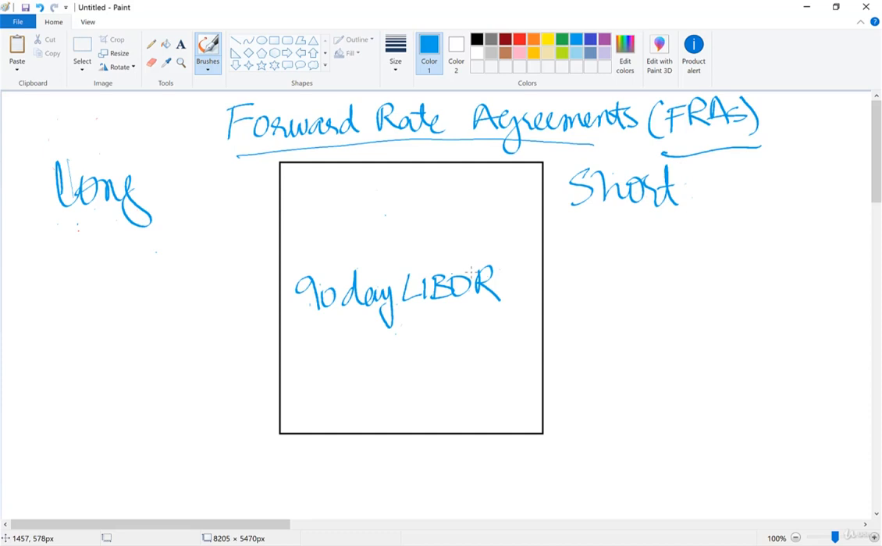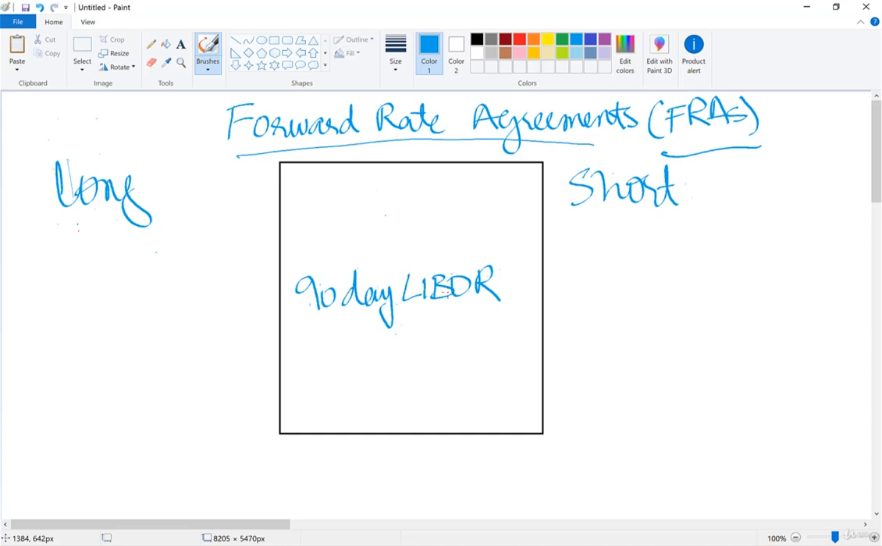LIBOR is an interest rate benchmark. The LIBOR rate is the rate at which banks are lending and borrowing from each other. So 90-day LIBOR is the rate at which banks are charging when they are lending to another bank for 3 months. 180-day LIBOR means the interest rate the bank will charge when giving a loan to another bank for 6 months. Here we have assumed 90-day LIBOR rate as an underlying asset.